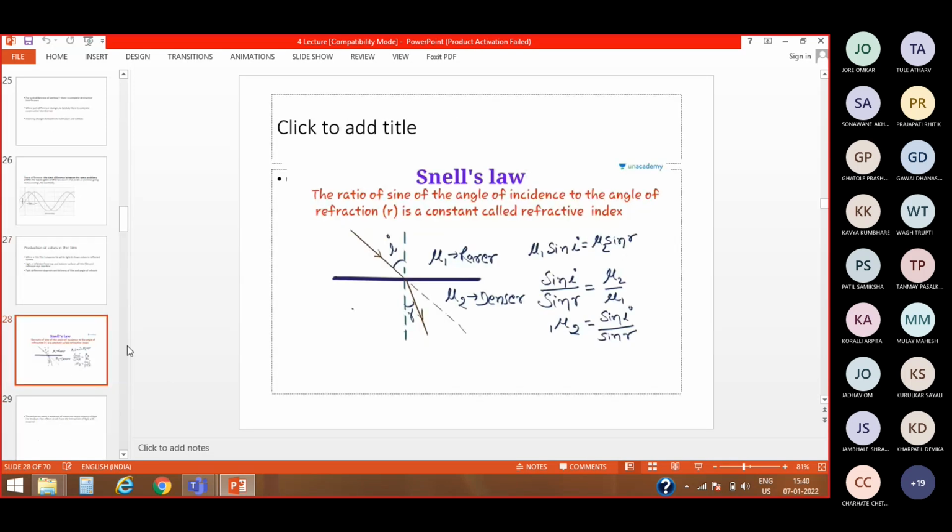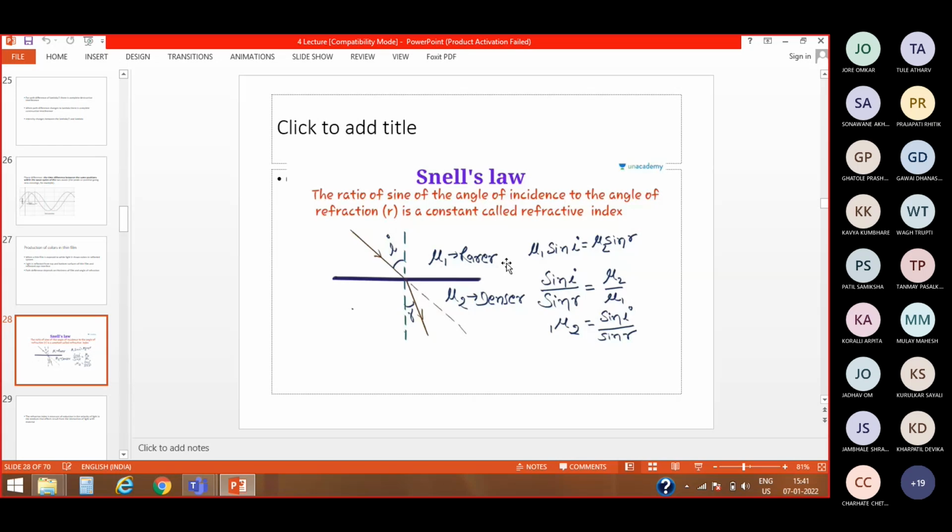Next point is the Snell's law. What is Snell's law? The ratio of sine of the angle of the incident. So this is the ray incident on this film. So this is the angle of incident I. It is the light coming in the rarer medium, and mu1 is the refractive index of the rarer medium, and mu2 is the refractive index of the denser medium.